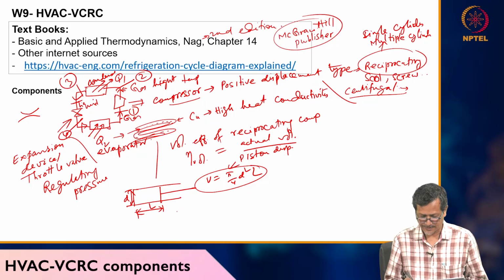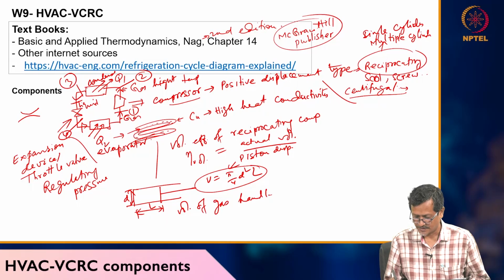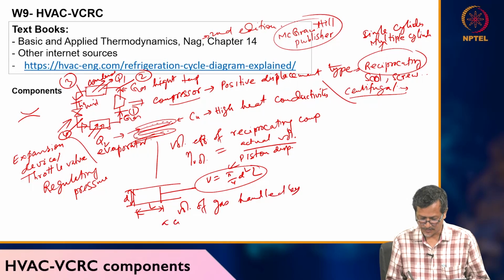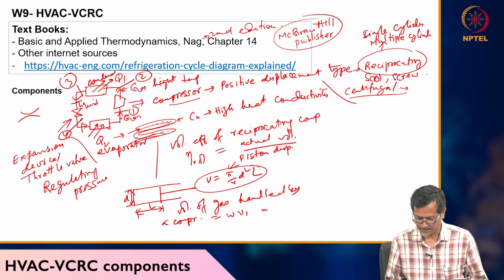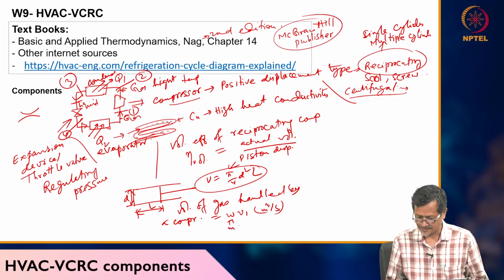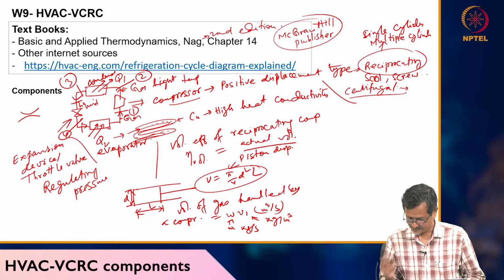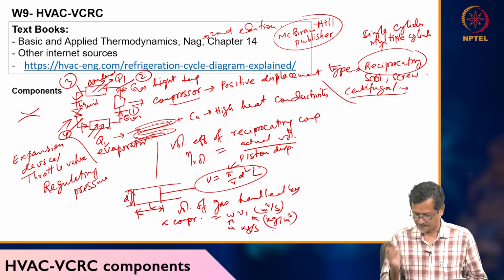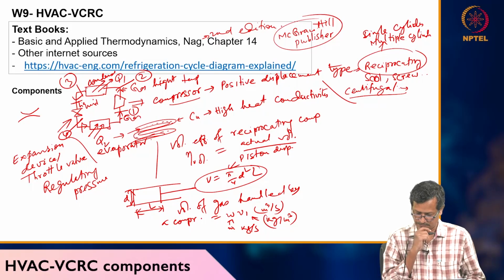So the volume of gas handled by a compressor equals omega V1 meter cube per second. Here omega is the mass flow rate in kg per second, and V1 is the specific volume, which will be meter cube per kg.